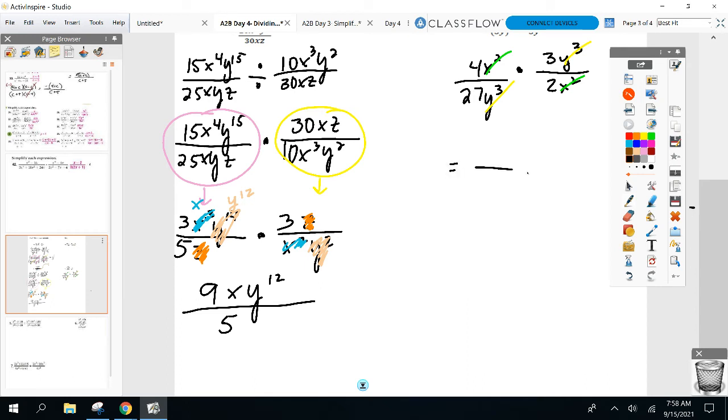I'm going to rewrite it. What's left on top? 12. 4 times 3 is 12. 27 times 2, 54. I already noticed both of them are even, so you might want to go to the calc and reduce it. I don't know if there's a bigger number than 2, but I don't care because my calculator does the work for me. 2/9. Looks like 6. There we go.